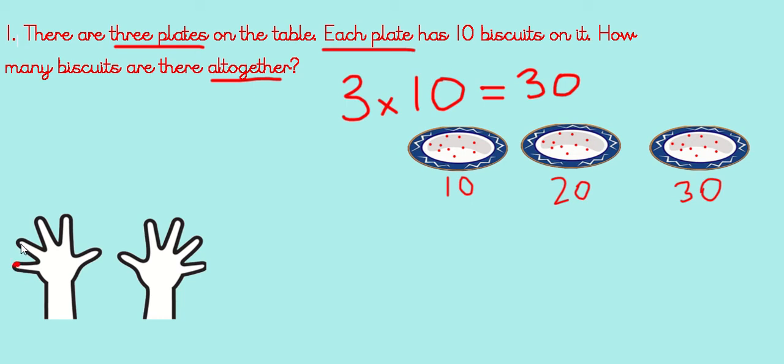10, 20, 30. So I've got the same answer there, haven't I? 3 groups, and I counted 10 at a time. 3 groups of 10 is 30. You could draw it out or use your fingers.